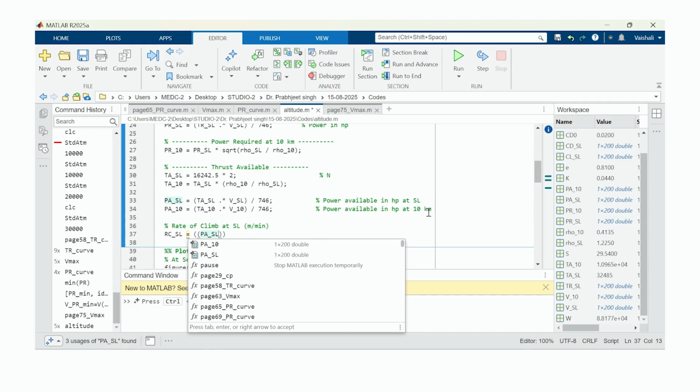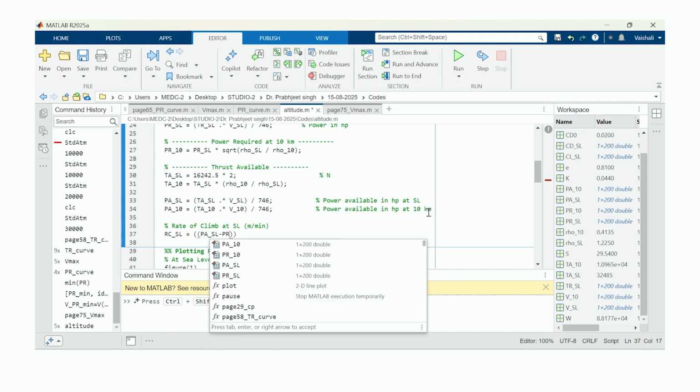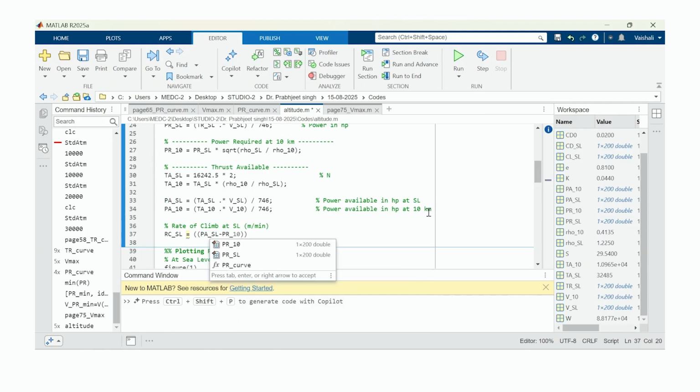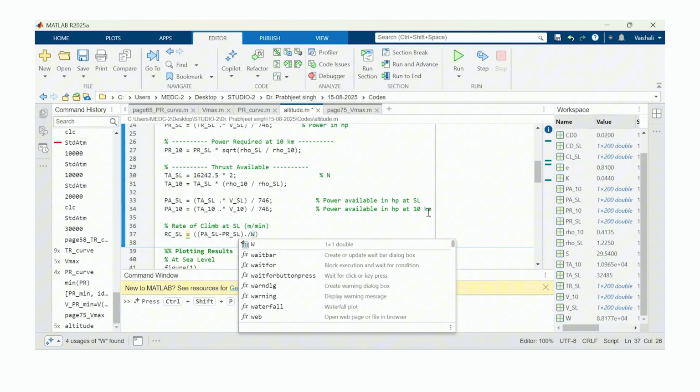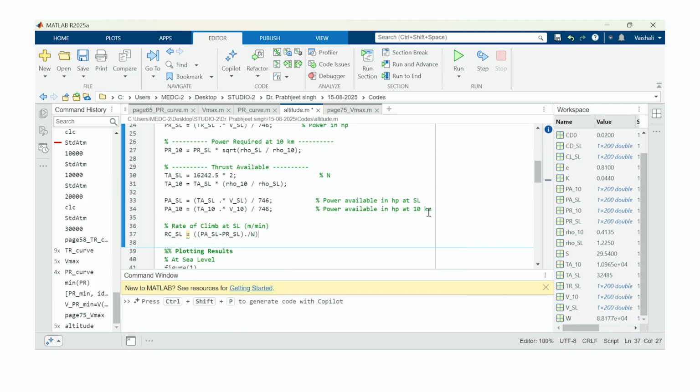power available minus power required, divided by W. This is element-to-element multiplication, that's why I've written dot. Now you have to take care of the units, into 746 into 60.